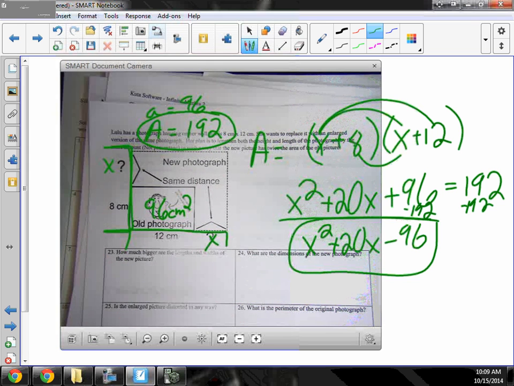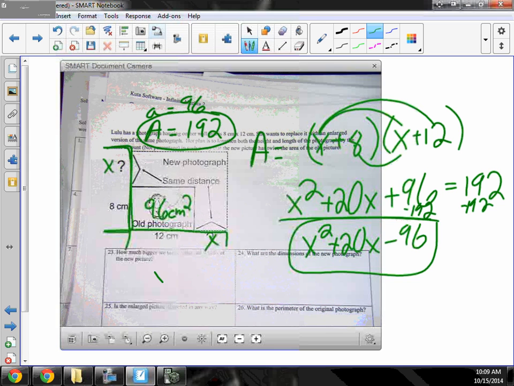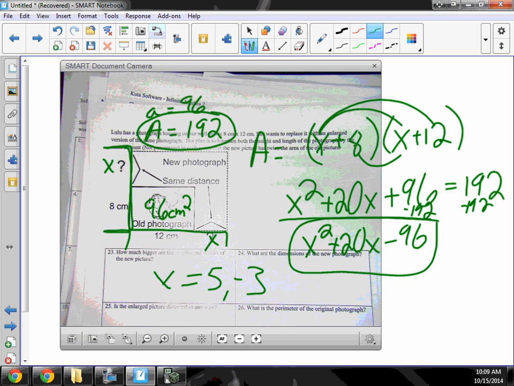Now, let's pretend I solve this, and I get x equals 5 and negative 3. What does that mean? So you can either make the picture 5 centimeters bigger, or does that make any sense? No. If I made it 3 centimeters smaller, would I have an area of 192? No. So the negative version doesn't make any sense. Okay? So you'll find the roots of this. One of them will work and one of them won't work, probably. And then use that information to answer the rest.